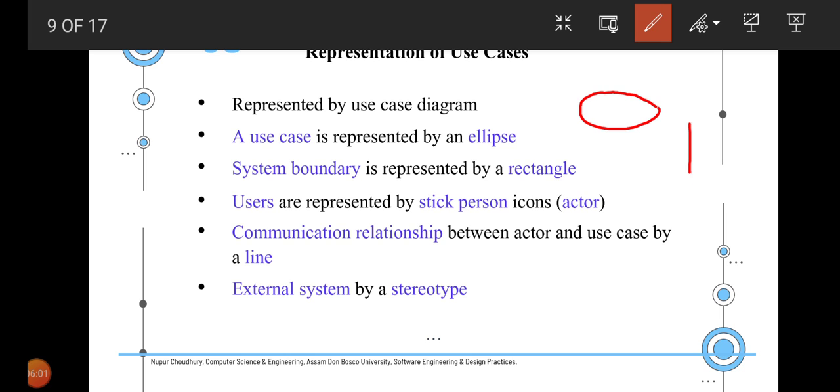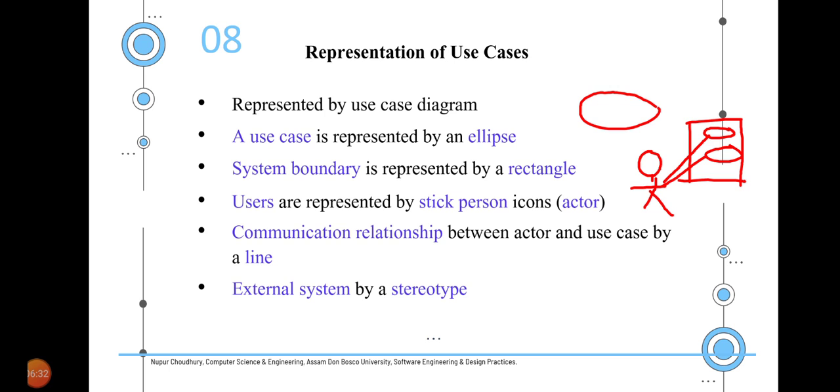Then we have the system boundary, which hosts these use cases, and the users or the actors which we were talking about, they are represented using a stick man or a stick person icon. And the communication relationship between the use cases and the stick man or the user is given using a straight line. It does not have any arrow, and an external system is described by a stereotype.